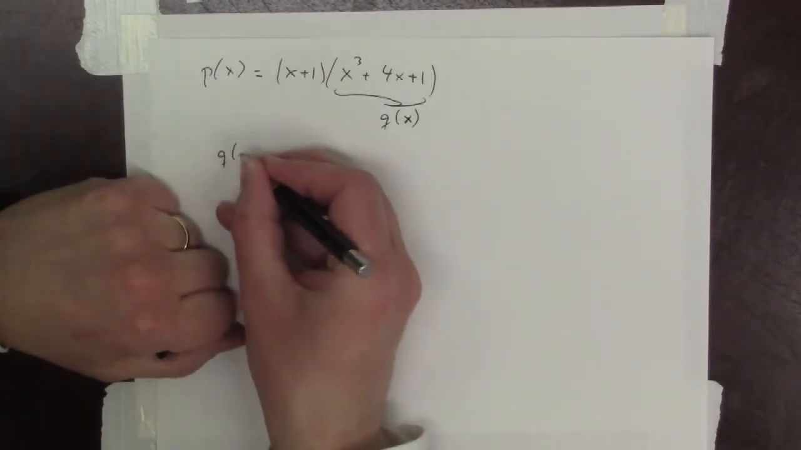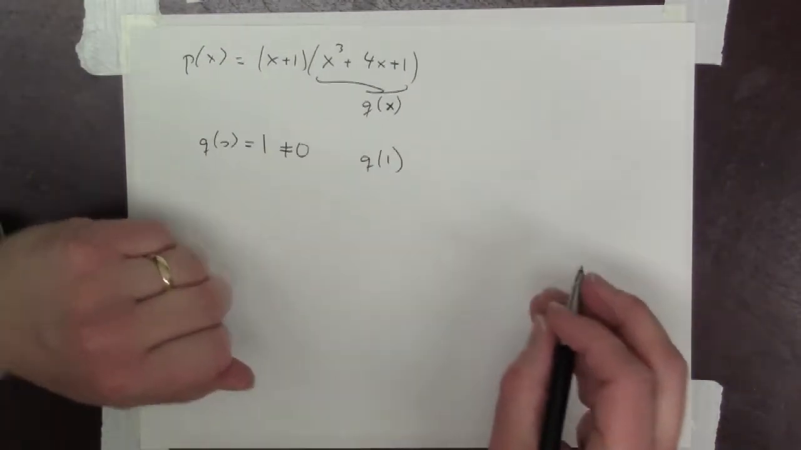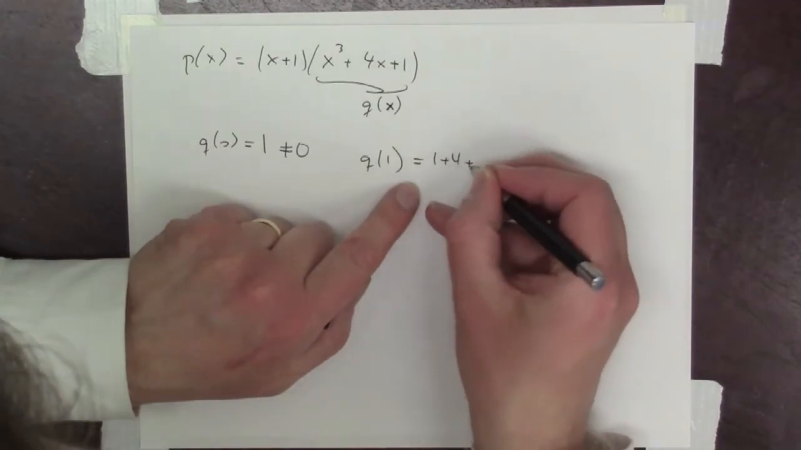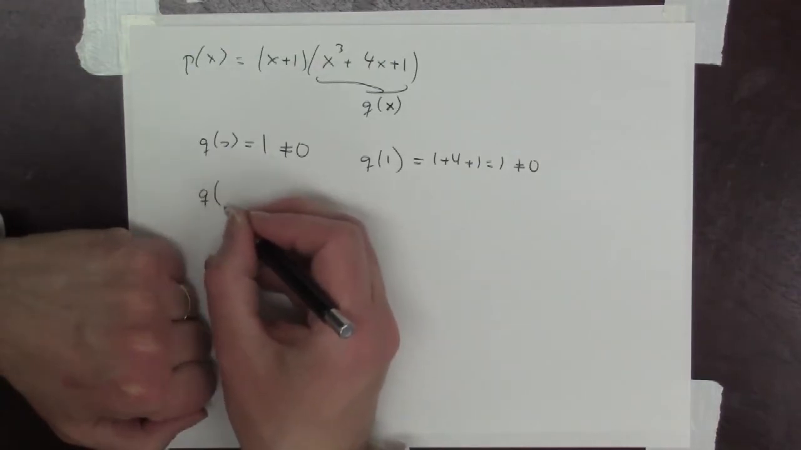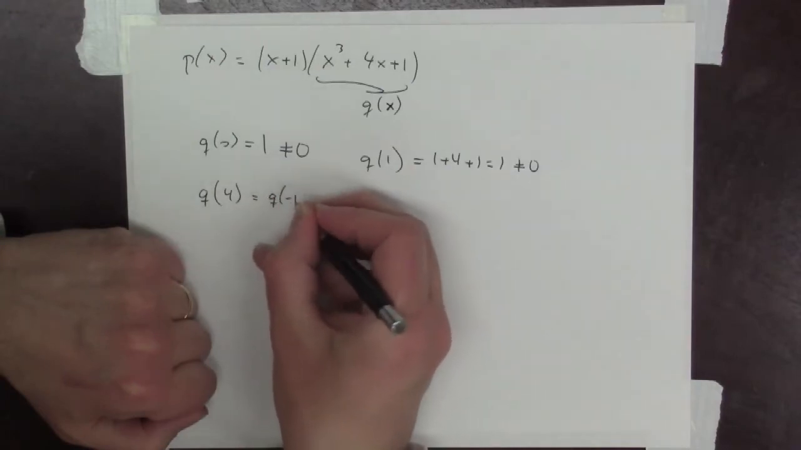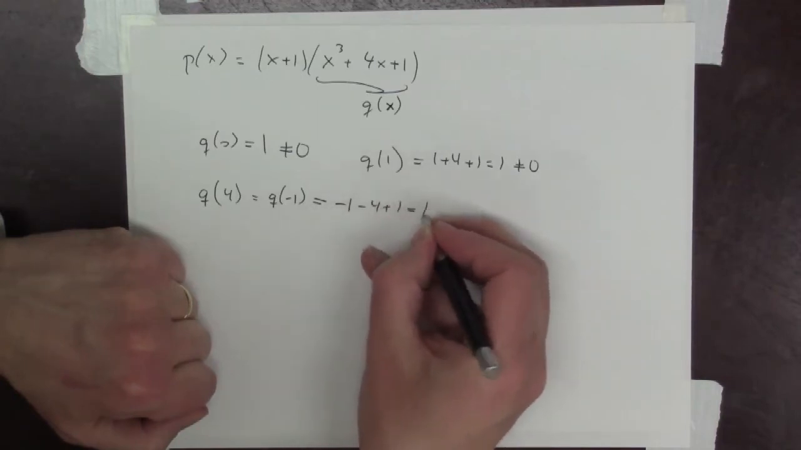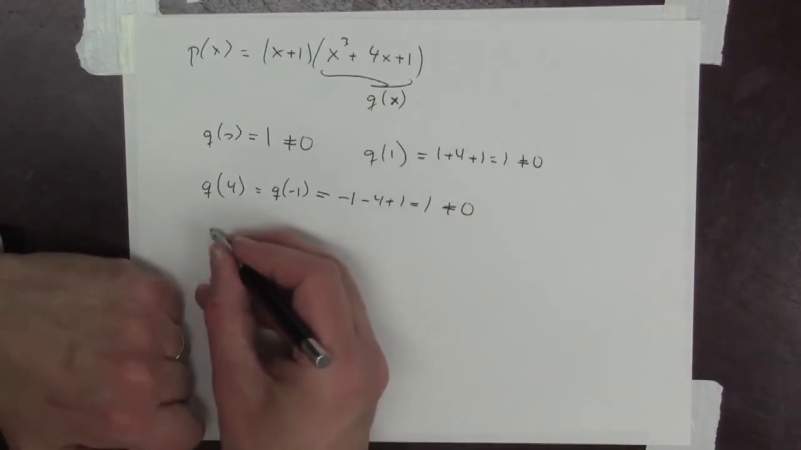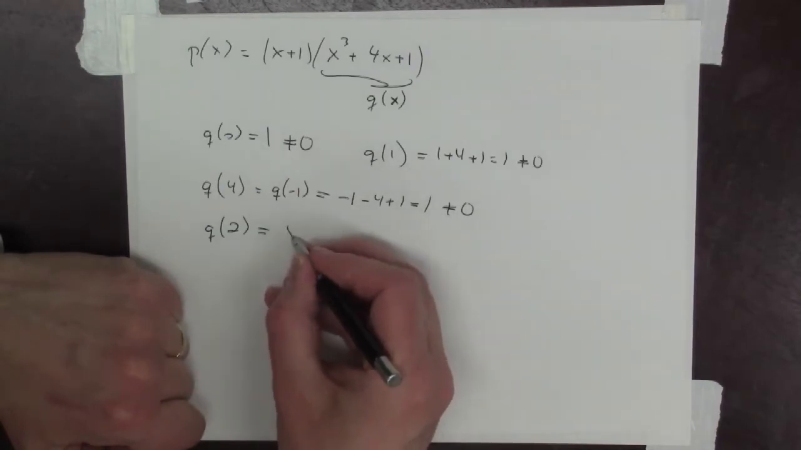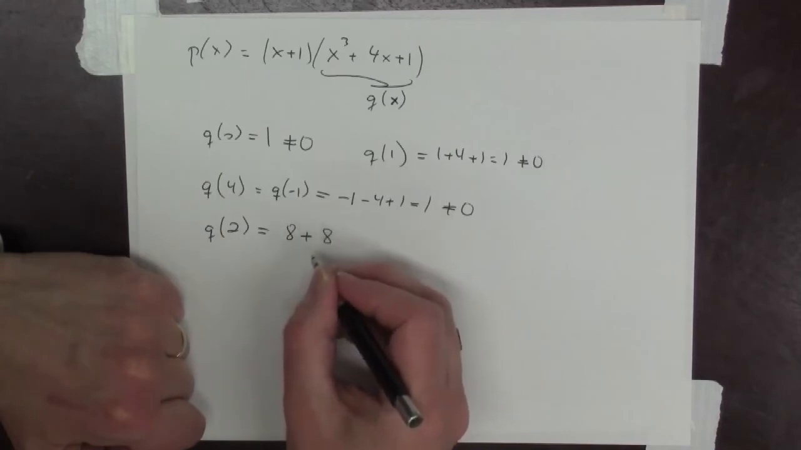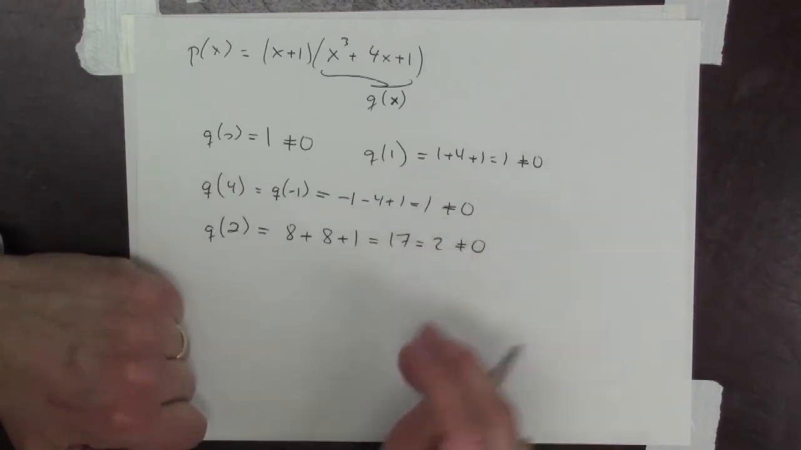Well, let's see. q of 0 is 1. Not a root. q of 1, I get 1 plus 4 plus 1, which is 1. Not a root. Let's try q of 4 again, that is q of minus 1. I get minus 1 minus 4 plus 1, which is 1. Not a root. Now be more adventurous. Let's try q of 2. I'm going to get 8 plus another 8, 4 times 2 is 8, plus 1. This is 17, which is 2. That's not 0.